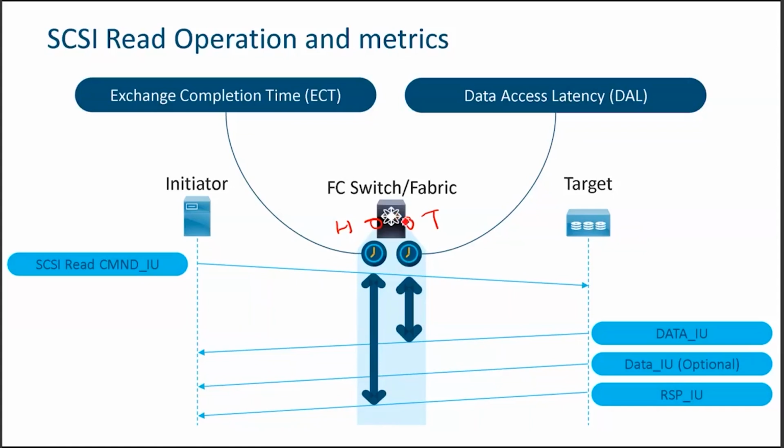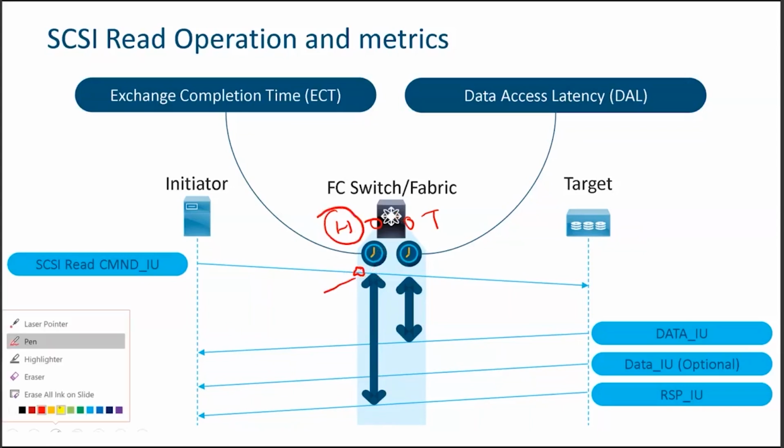Now, if you select the host port here, when the command hits this host port, there's an NPU behind it. So let's say we have an NPU, and let's make the NPU in orange color.